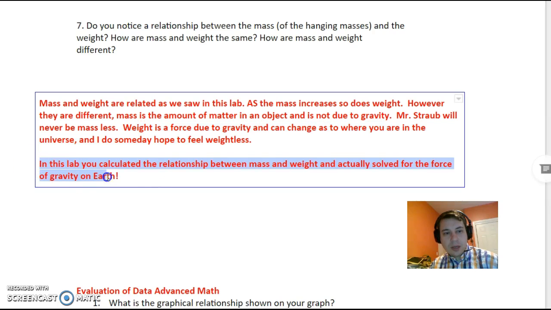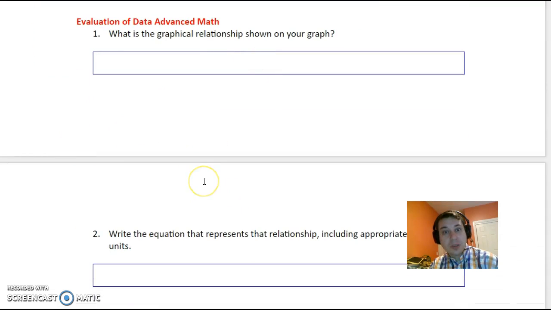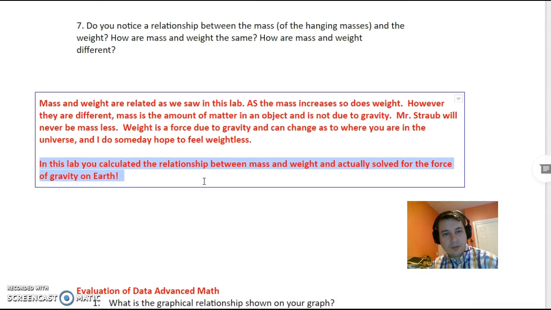In this lab, what you guys actually did calculate is the force of gravity on Earth. If we did this experiment on a different planet or on the moon, we would get a different curve, a different line on our graph. And so that ratio of the 1 to 10 that we saw here, or 1 to 9.8 to be more accurate, that is actually the force of gravity, the pull of gravity on Earth. And so I did talk about that, especially if you're in advanced math, and I'll personally go over that with you guys there if need be.